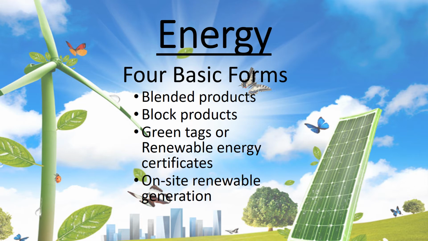The second is block products. These allow customers served by monopoly utilities to choose green power from the electric grid in standard units of energy at a fixed price. Next is green tags or renewable energy certificates. They're sold separately from electricity and they can be purchased for a location anywhere in the US. And what it does is it allows customers to purchase the renewable attributes of a specific quantity of renewable energy.